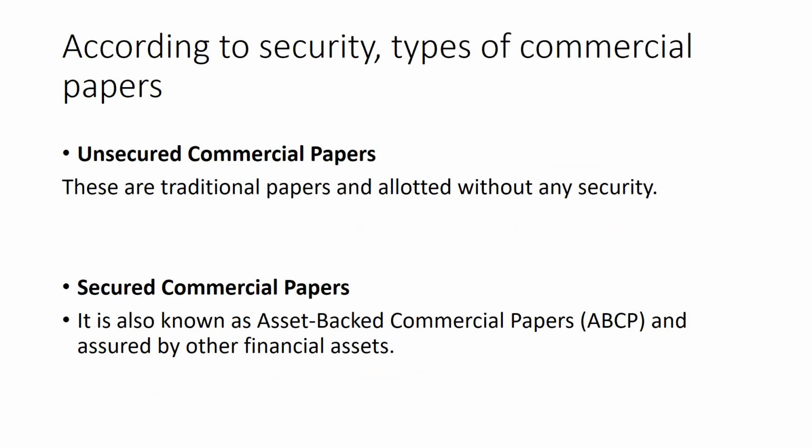Now, according to security, the types of commercial paper could be unsecured commercial paper, which does not have any collateral or security, and secured commercial paper. It is also known as asset-backed commercial paper and is secured by some other financial asset.